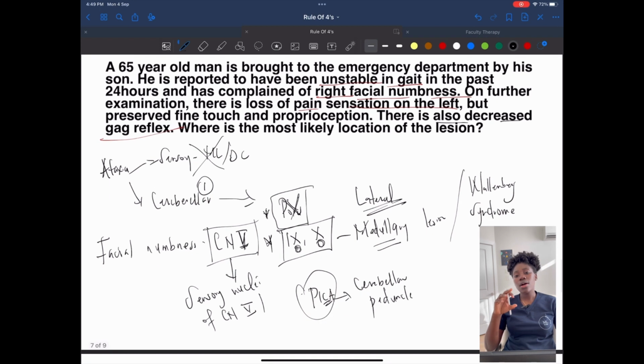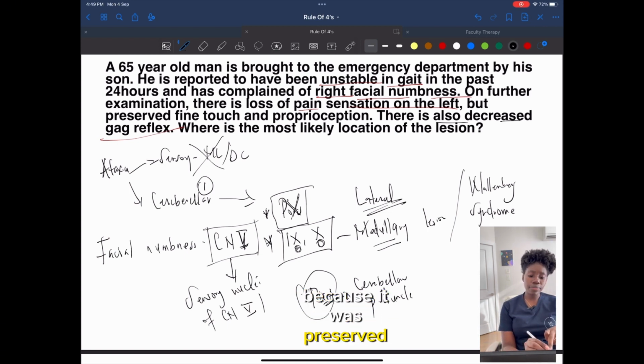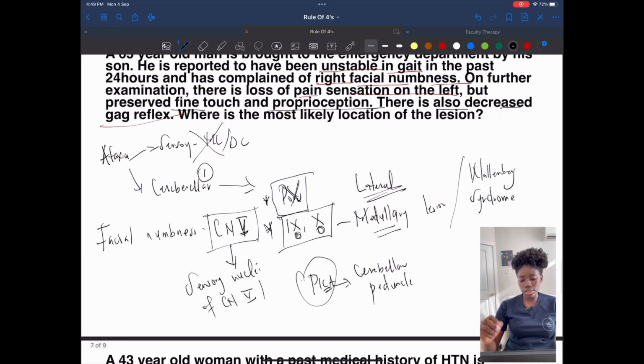So you isolate all the symptoms and then put them together. We decided that the ataxia here was not a problem with the dorsal column because fine touch and proprioception were preserved. So this is lateral medullary lesion or lateral medullary stroke, Wallenberg syndrome.